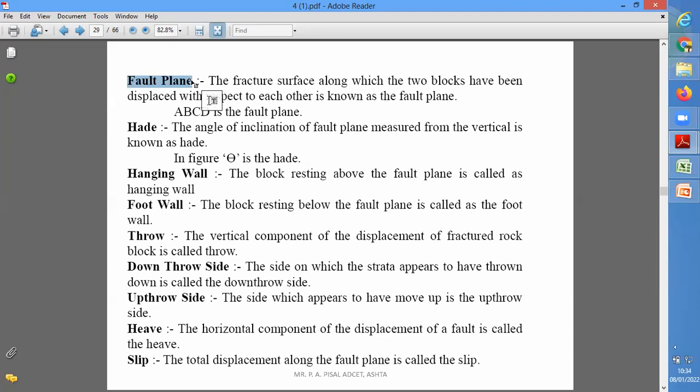Heave, throw and slip, these are the displacements. Heave means it is a horizontal displacement in the block, throw is the vertical displacement in the block, and the slip is the total displacement, meaning oblique displacement in the block. So these are the three displacements or distances formed in the blocks due to the faulting.